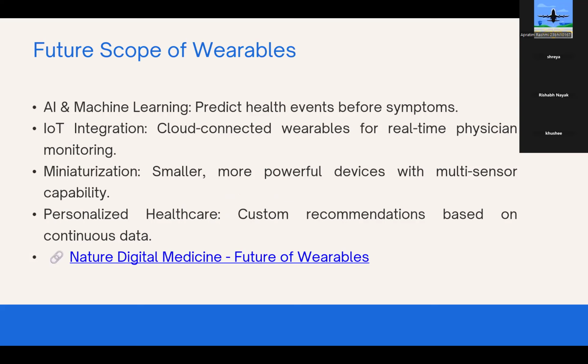Now we have the future scope of wearables. It has various uses in AI and machine learning and IoT integration, such as cloud-connected wearables for real-time physician monitoring; miniaturization, which means smaller, more powerful devices with multi-sensor capability; and it will be more personalized, such as custom recommendations based on continuous data. Next slide.